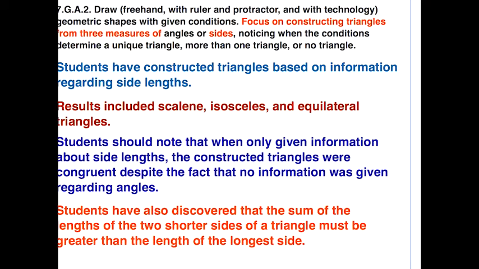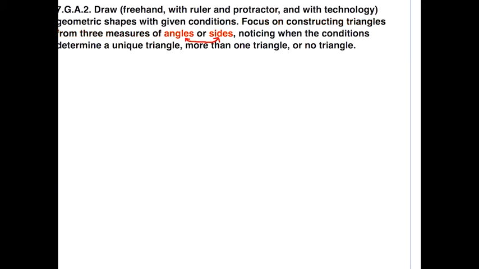Another interesting tidbit, if we do things right, students should discover that the sum of the lengths of the two shorter sides of the triangle has to be greater than the length of the longest side. The standard really doesn't specifically address this, but we've already seen that there seems to be some relationships between the angles and the sides.